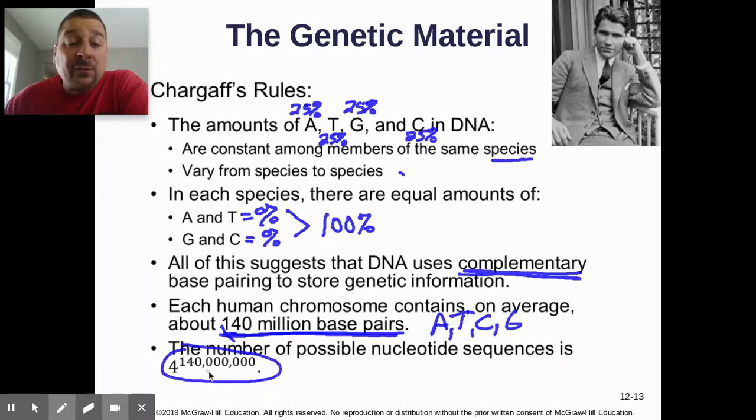4 to the 140 millionth power? A lot. Mind blown. And so even though there are four bases, the order of those bases would provide enough variability for DNA to contain the genetic code.